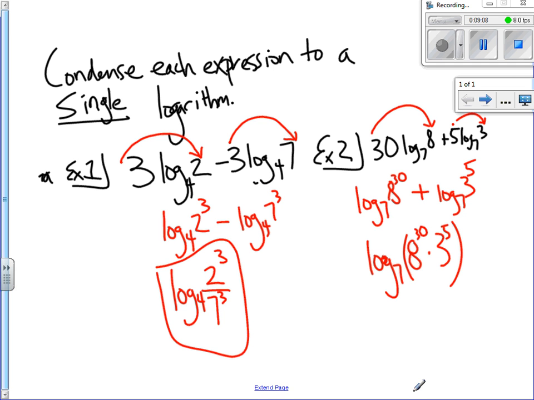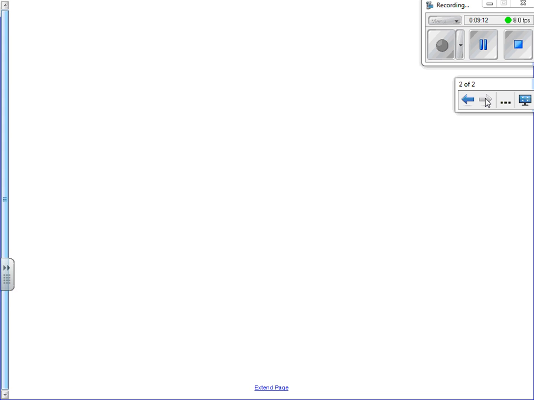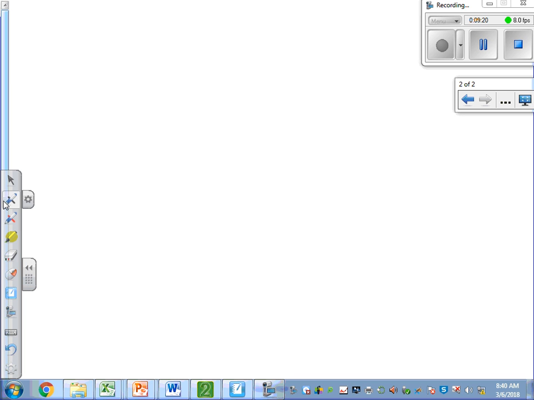All right, now let's look at going the other way. Let's say that you're asked to take a condensed logarithm and now expand it, make it longer. Let's look at how we would do that. So the directions are going to read something like this. Expand each logarithm.